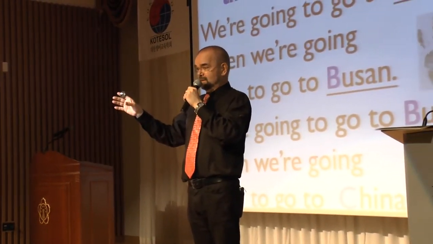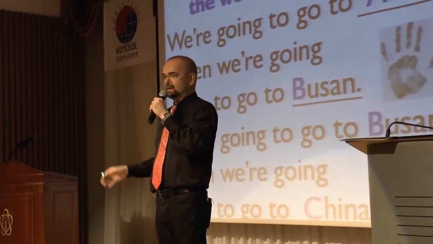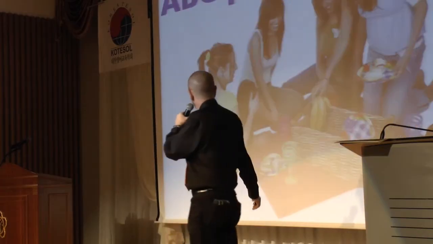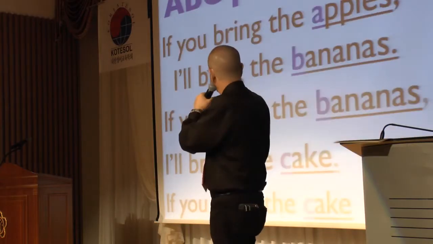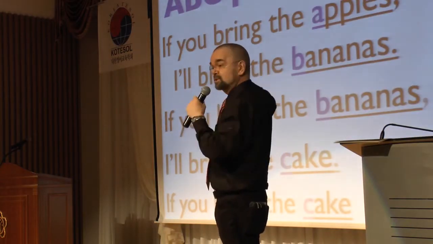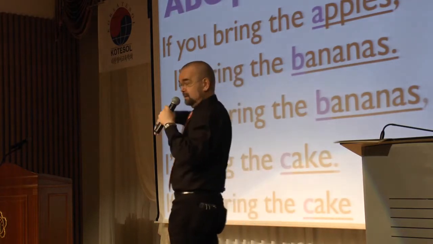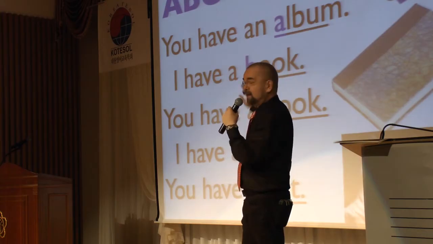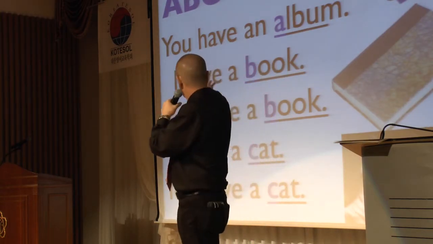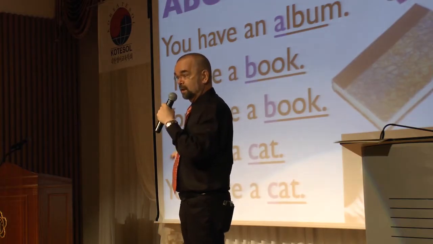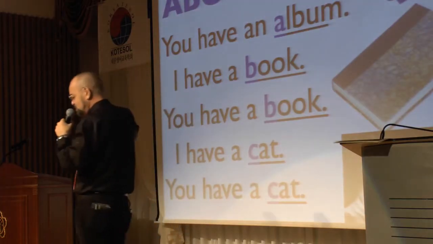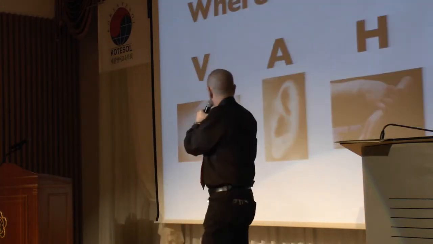One of the reasons I like this is because, as I said, I've used it at many, many levels. So this is the going-to future, right? At a little higher level, you do ABC picnic. You're going on a picnic, one thing with every letter. If you bring the apples, I'll bring the bananas. At an easier level, ABC nouns. Just, you have an album, I have a book. An even easier level, just the letters. Album, book, cat, dog.